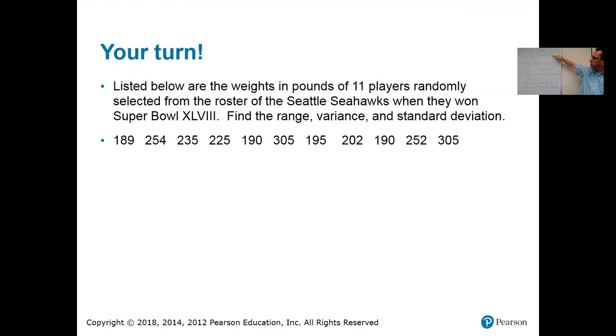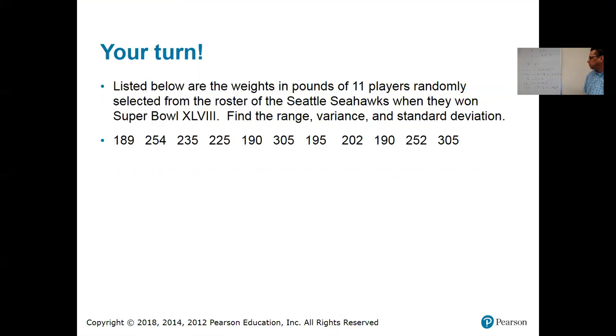So 2 standard deviations below would be the mean minus 2 times the standard deviation, and that would come out to 143.3. 2 standard deviations above would be the mean plus 2 times the standard deviation, and that came out to 318.9. So actually in this sample, every single one of those values is between 143.3 and 318.9. Every single one of them, 100%.